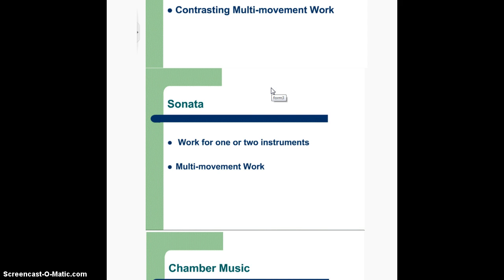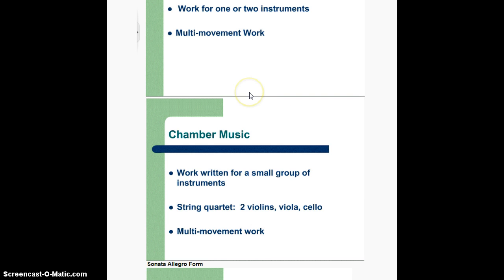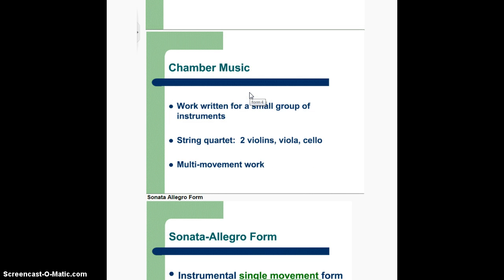The sonata is for 1 or 2 instruments. It can be a pretty big work, or it can be a smaller work. And again, it's a multi-movement work. Chamber music was very popular in the classical period. It's written for a small group of instruments. Generally, a classical string quartet is 2 violins, a viola, and a cello. This is another multi-movement work.